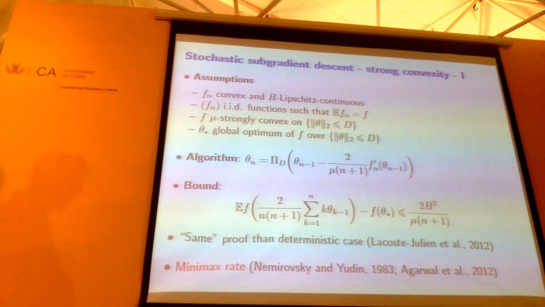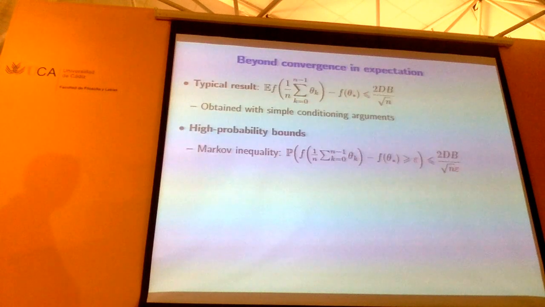Oh, by the way, this is hard to read. This is really the easier one to read. The proof is the same, and something like that. This is your result. So it's a typical result: you have a result in expectation, which is like three lines of proof.